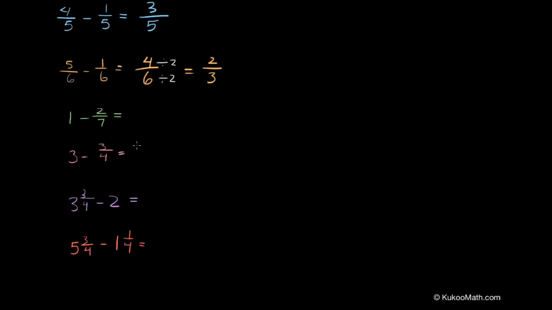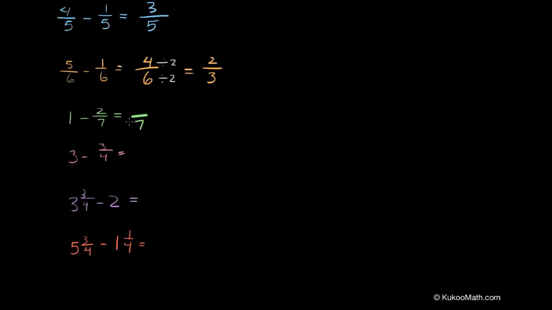Now let's do the next problem. 1 minus 2/7. When you have one whole number and one regular fraction, it might be a little confusing to do it in your head. So if you have a little bit of trouble at first, you can start by writing the whole number as a fraction with a denominator that's the same as the other fraction. So in this case, why don't we rewrite 1 as a fraction with a denominator of 7?